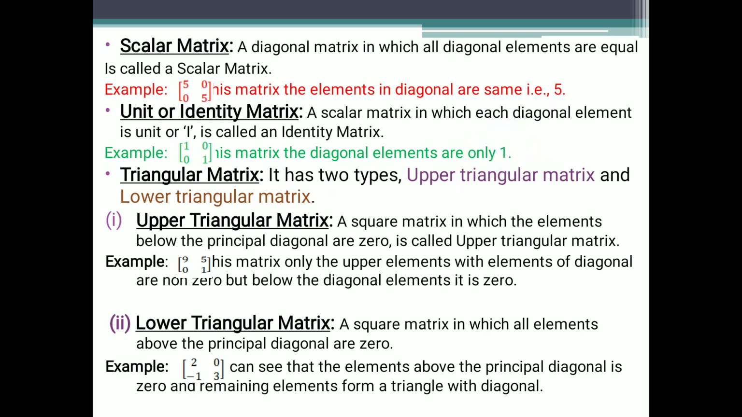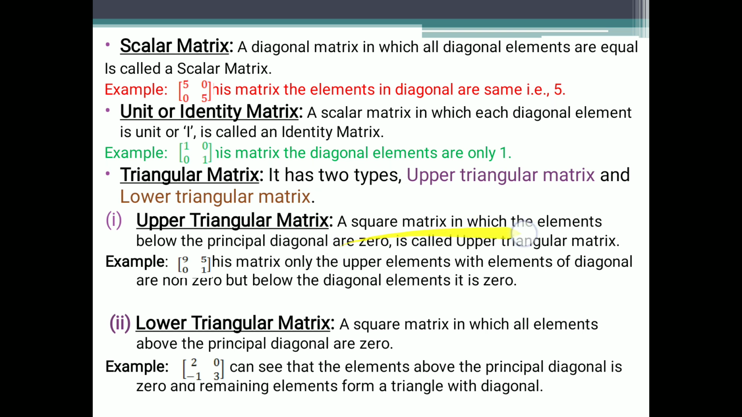Triangular matrix. A triangular matrix has two types, that is upper triangular matrix and lower triangular matrix. See here, now you will be confused why triangle has come over here. Because the elements in the matrix will form a triangle and based on that it is named. Okay, so let's talk about upper triangular matrix first.